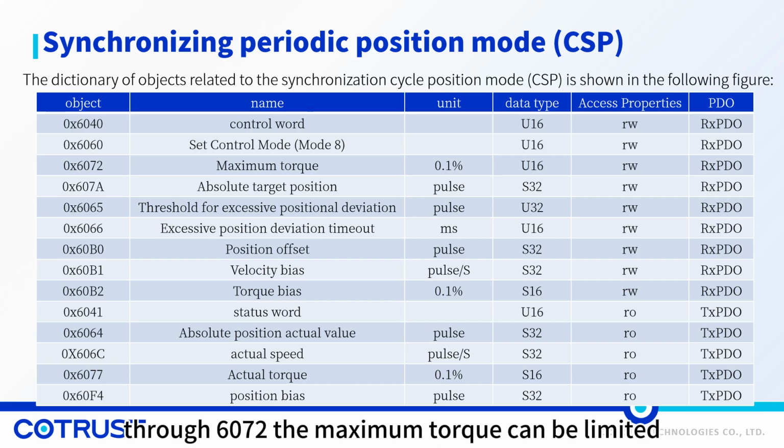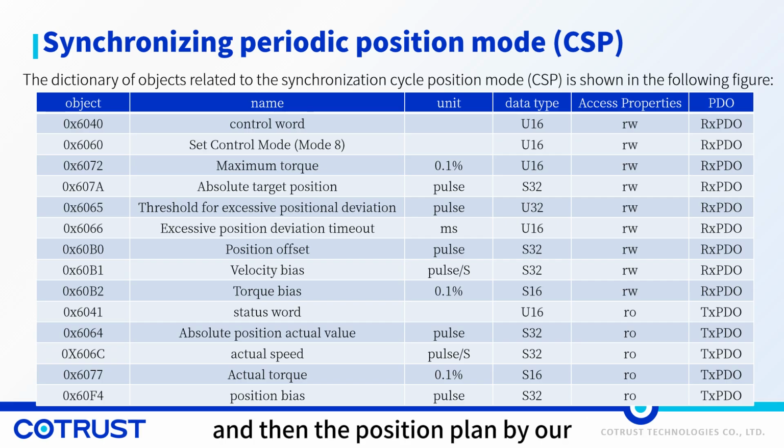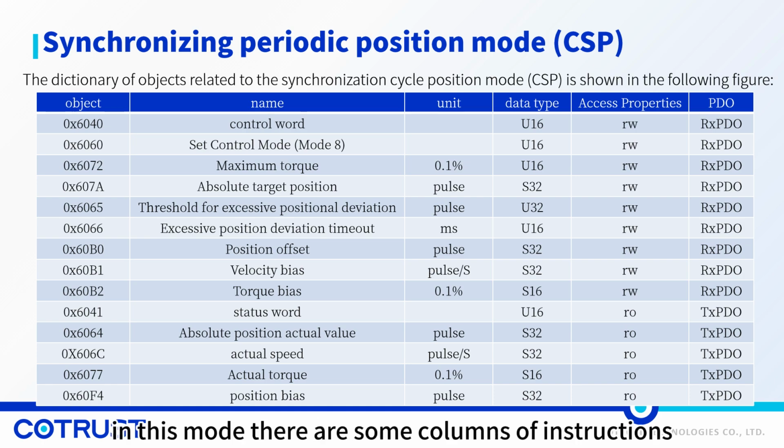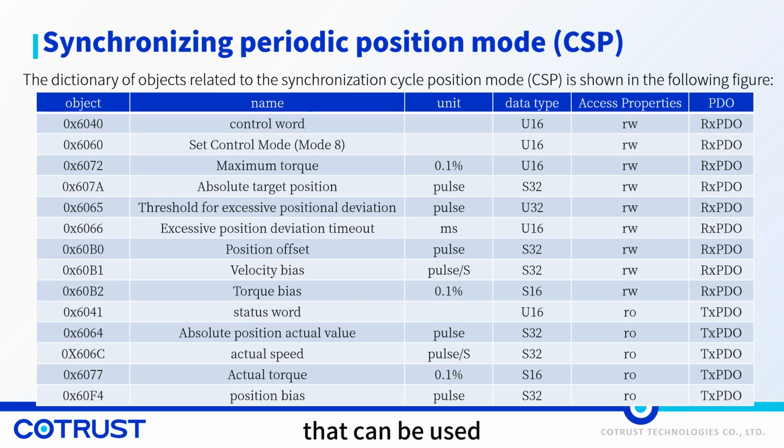Through 6072, the maximum torque can be limited. And then the position planned by our PLC will be written into 607A little by little, so that the servo can run according to the trajectory planned by our PLC. In this mode, there are some instructions that can be used.